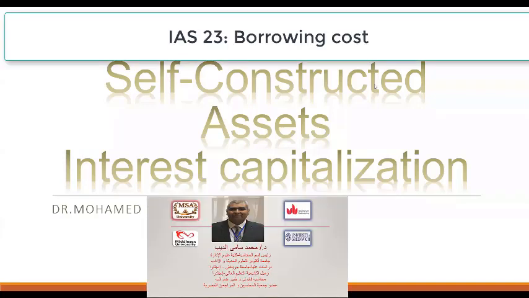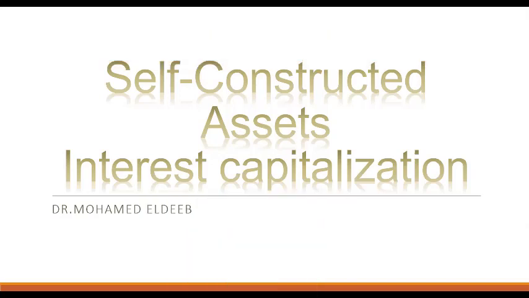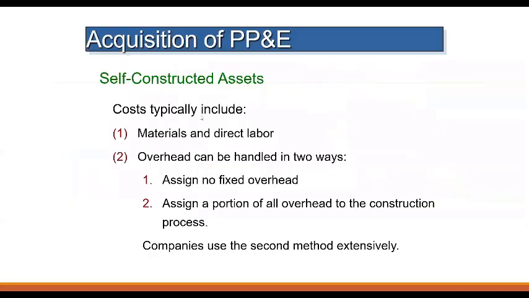Today we're going to explain IAS 23, and IAS 23 is self-constructed asset or interest capitalization. Actually, here we are talking about the cost of borrowing. What is the cost of borrowing? Cost of borrowing is whenever we have an asset that will be constructed through a loan, and how to find out how much of the interest of that loan is to be added to the cost of the property, plant and equipment, or the long-term asset.